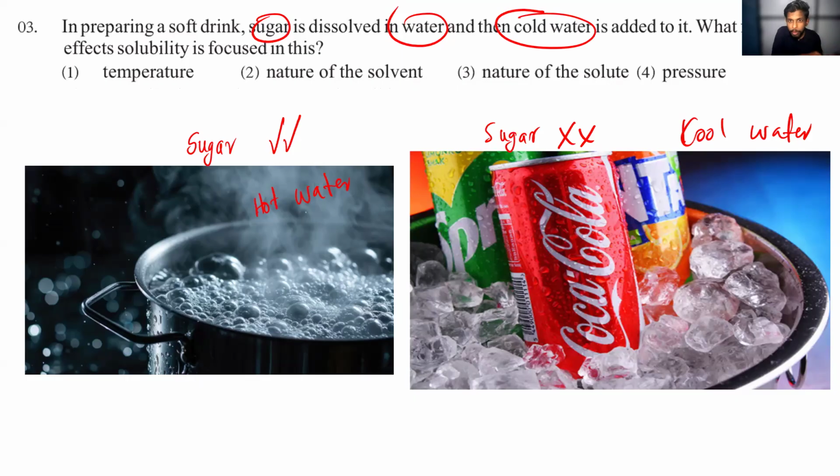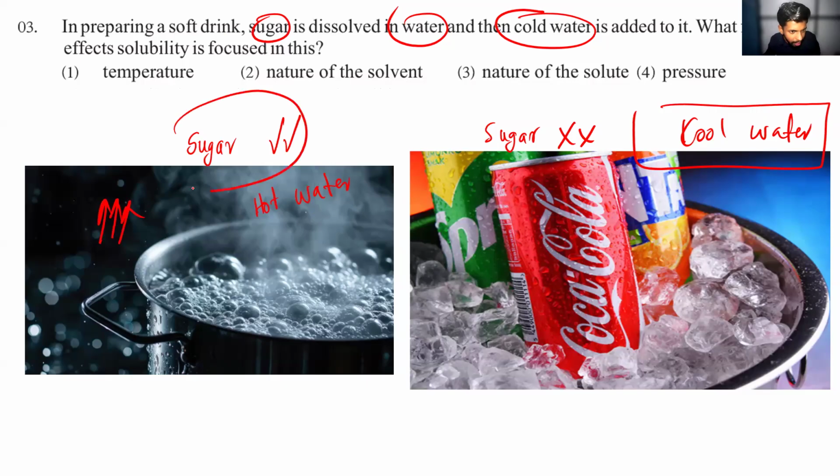If you are using the cool water directly, you cannot dissolve the sugar well, because in the cool water, sugar will not be dissolved. But in the hot water, sugar may be dissolved. That is a separate part. But when you are making soft drinks, you will dissolve the sugar at first, and then after you will be adding the ice cubes because of the temperature. If the temperature is high, the sugar will be dissolved well. If the temperature is low, the sugar will not be dissolved. In the cool water, sugar cannot be dissolved.